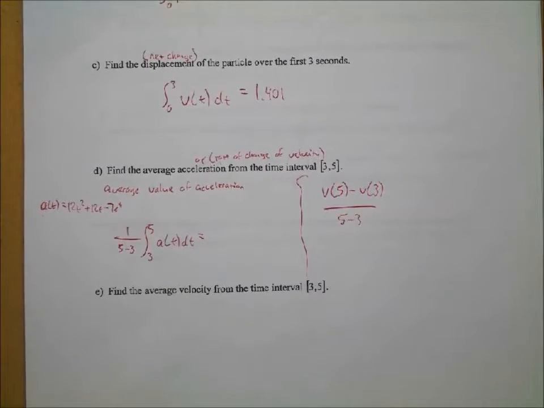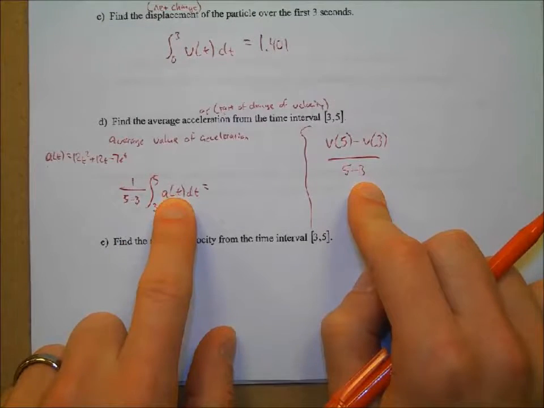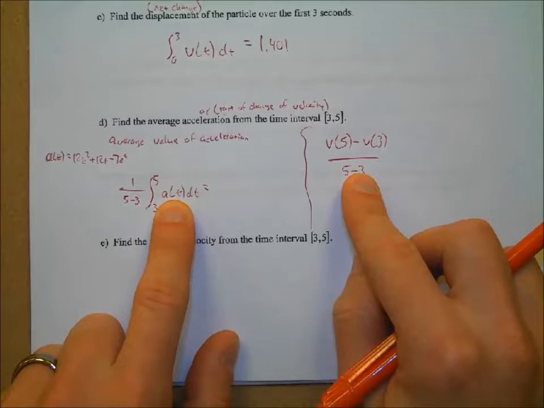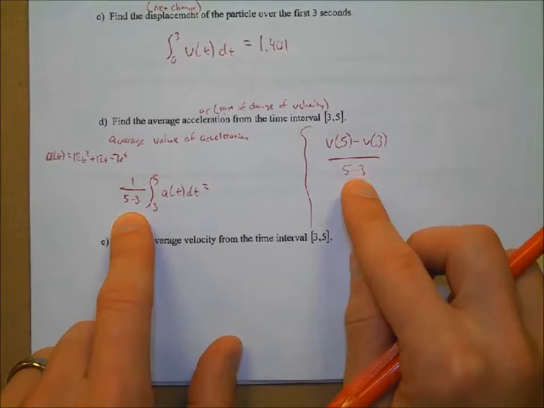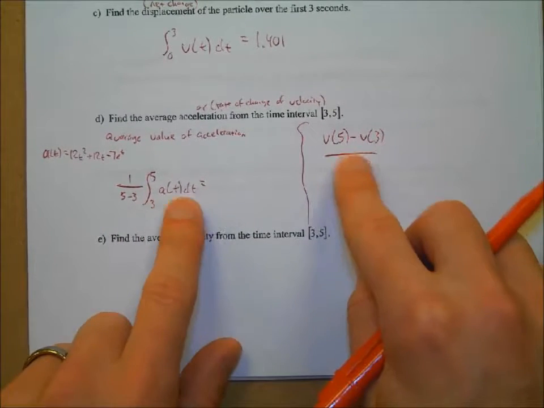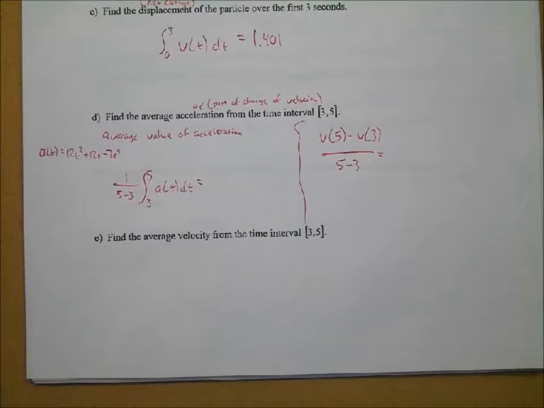Can't you kind of see, though, that these two things are going to be the same? What is the integral of acceleration? Conceptually, it's the velocity. We're going to evaluate the velocity from 5 to 3 and then divide it by 5 minus 3. I mean, it's the exact same thing. You can see it right here happening. It's the exact same thing we're finding in both scenarios, just two different ways of going about doing it.